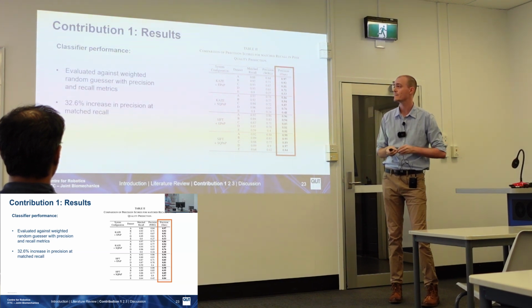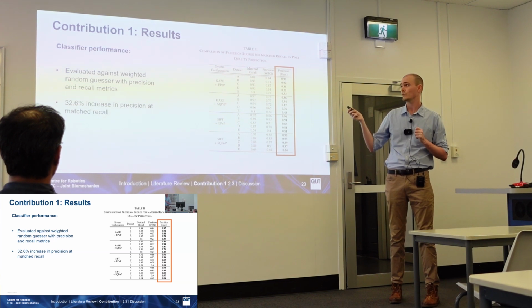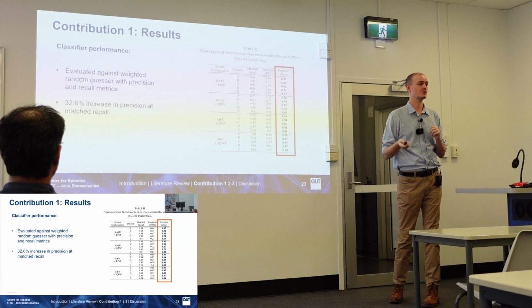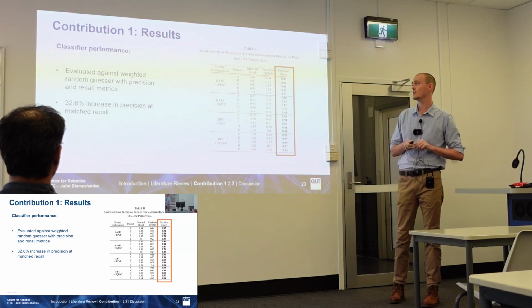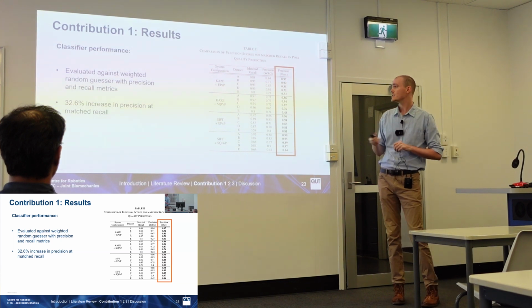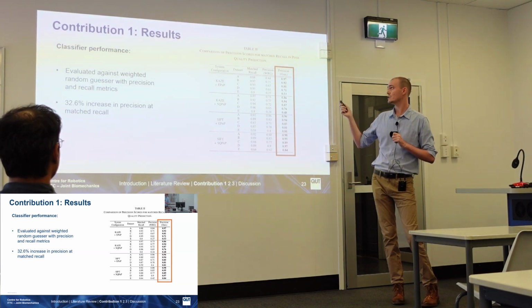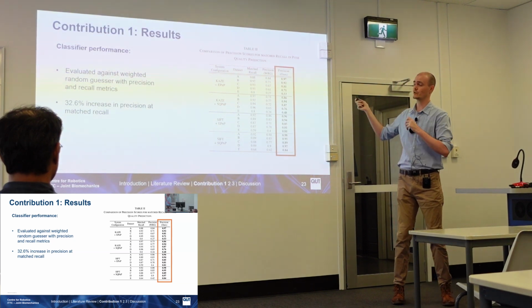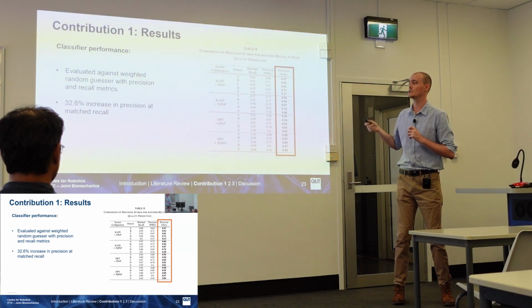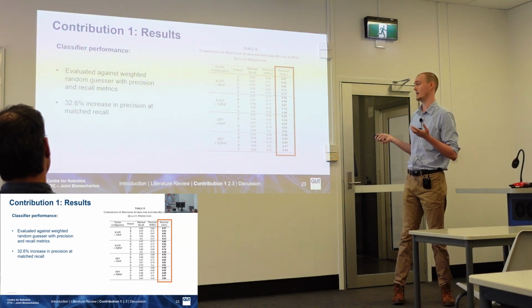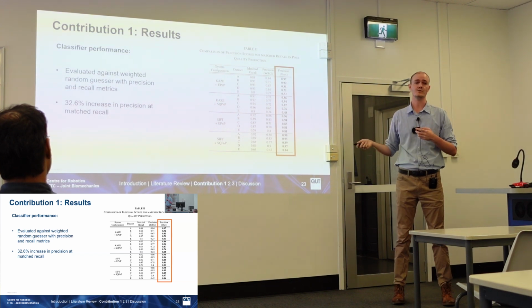We evaluate our classifier against a weighted random guesser, as we don't have a benchmark in literature that we can compare against, so we evaluate if we're at least better than a random guess. In these experiments, using precision at matched recall, we see that our classifier achieves a mean increase in precision of 32%. So it's a significant improvement in precision over a random chance, but there is still a gap between our performance and perfect performance.